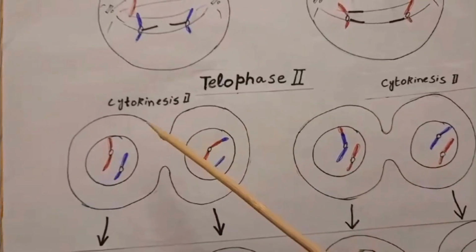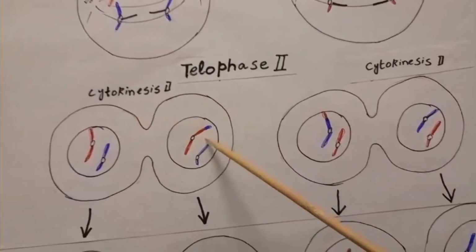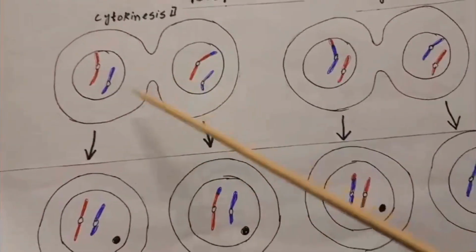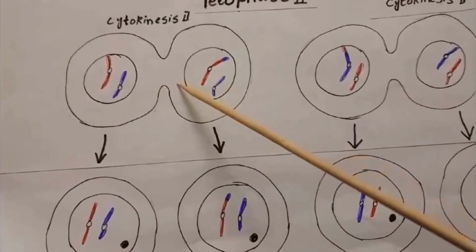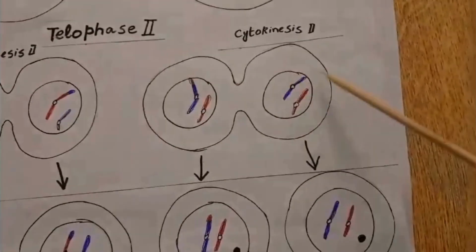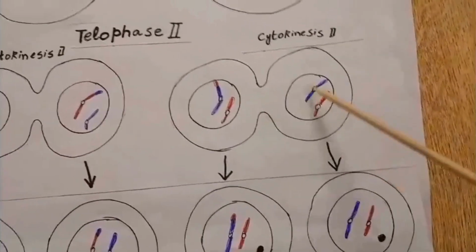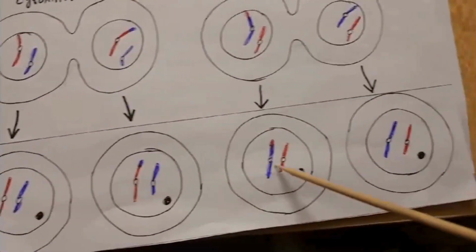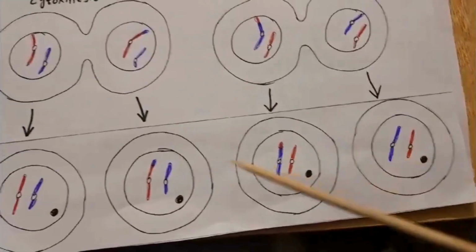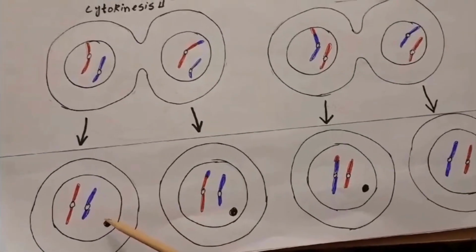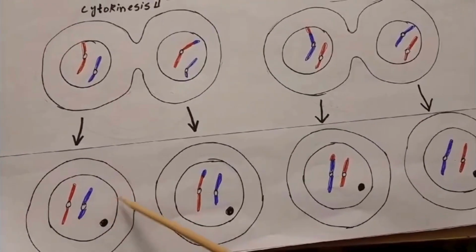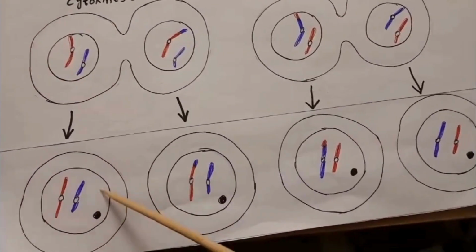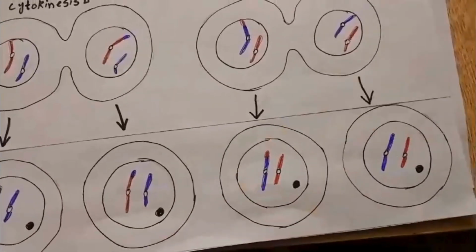So after cytokinesis 2 in both of these cells, we have the two cells made by this and two cells made from here. So in this way we will have 4 haploid cells, and these 4 cells are with nucleolus and the nuclear membrane and with half the number of chromosomes, because these are the gametes.